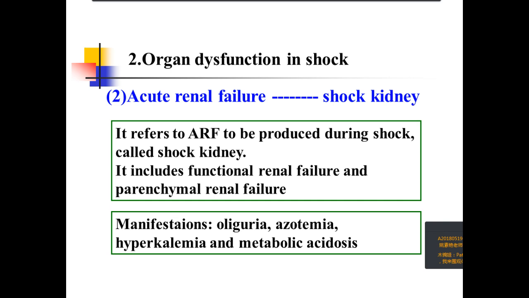So what will happen? Now hyperkalemia and acidosis. So the patient manifests oliguria, azotemia, hyperkalemia, and metabolic acidosis. So the patient has metabolic acidosis.